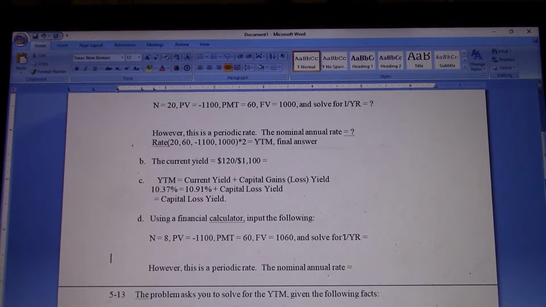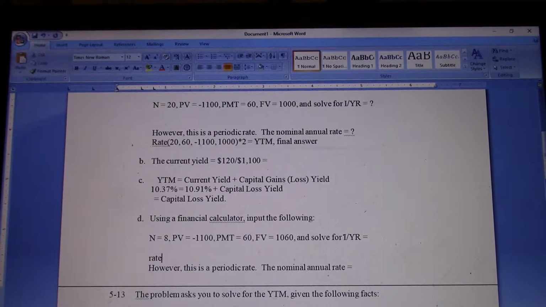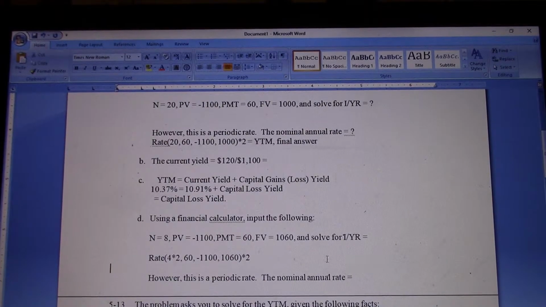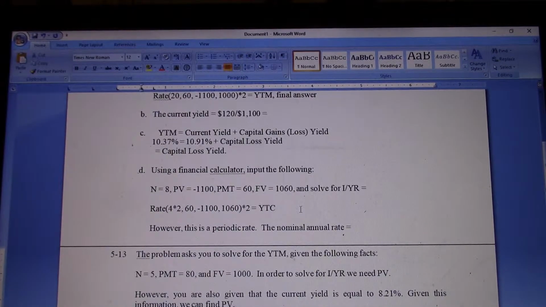To get this, it's similar to rate, but however, it has to be 4 years. 4 years times 2, negative, no, 60. Coupon is still 60. Price is 1100. And future value is 1060. And multiply by 2, and that will be the YTC, yield to call. And what we got here, this is YTM.